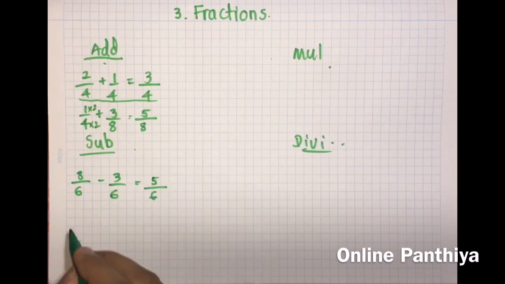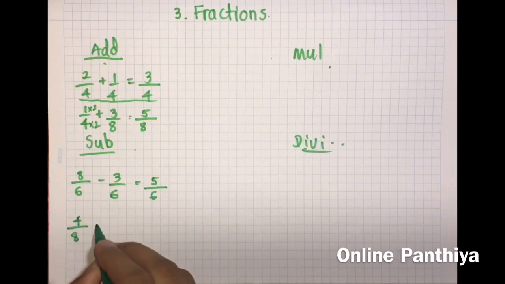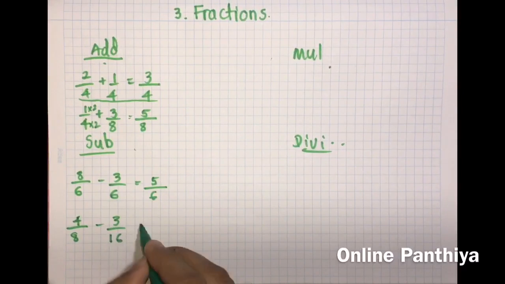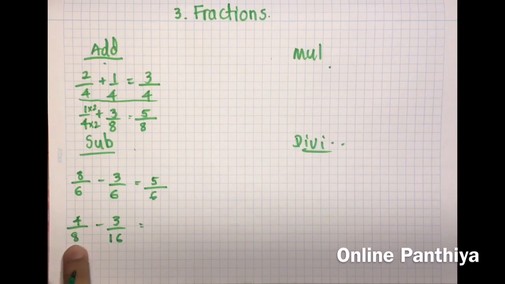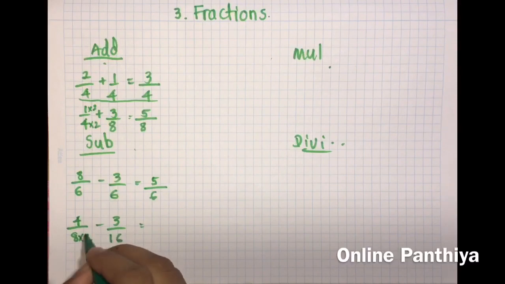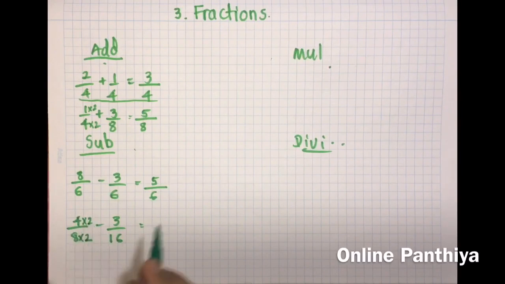Okay, let me consider an example where the denominator is not same. Okay, and 3 over 16. Now can you observe that the denominator here is 8, here it is 16. So in order to solve, you have to make the denominators same. So the LCM of 8 and 16 is 16, therefore in order to make it 16, I multiply by 2, therefore I multiply the numerator also by 2. Therefore here I have 8, 8 minus 3 is equal to 5, 5 over 16.